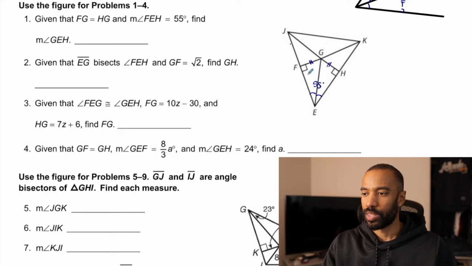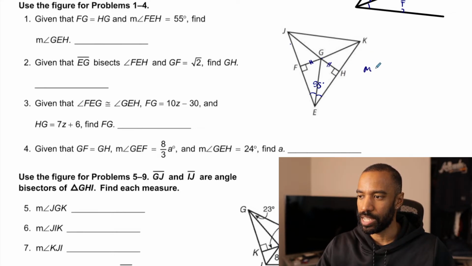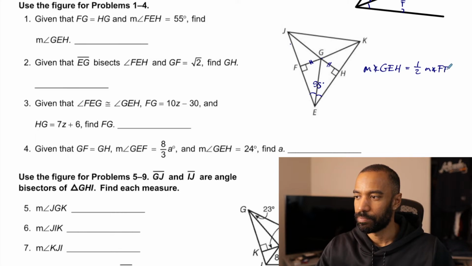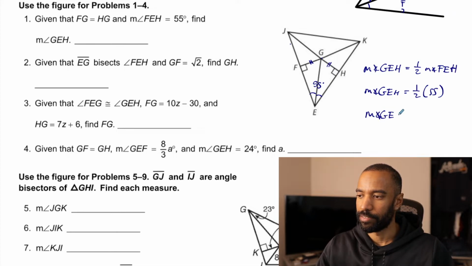It's true that we're on the angle bisector right here. So this is going to be divided in half. The measure of angle GEH, I keep forgetting my pictures whenever I'm talking to you guys, the measure of angle GEH is half the measure of angle FEH. FEH is 55 degrees. So the measure of angle GEH is half of 55, which is 27.5 degrees.